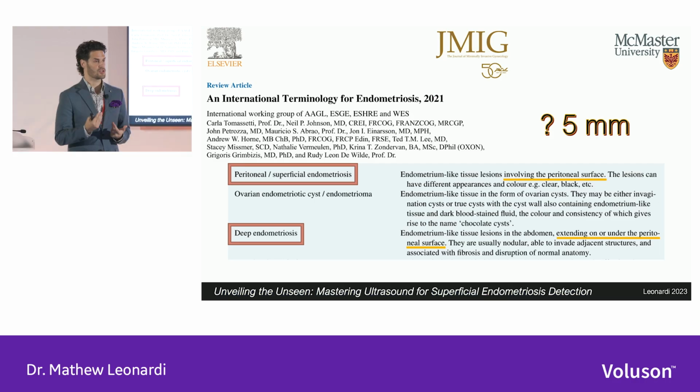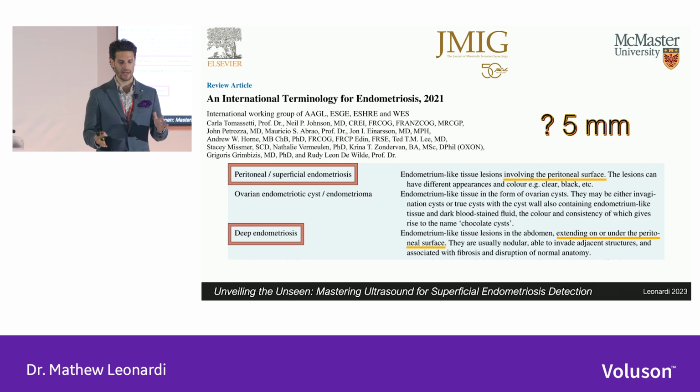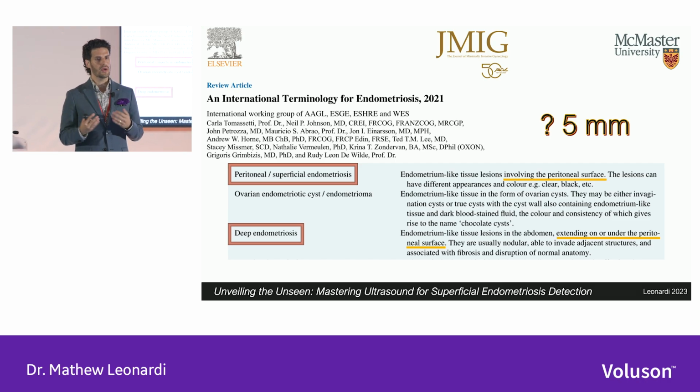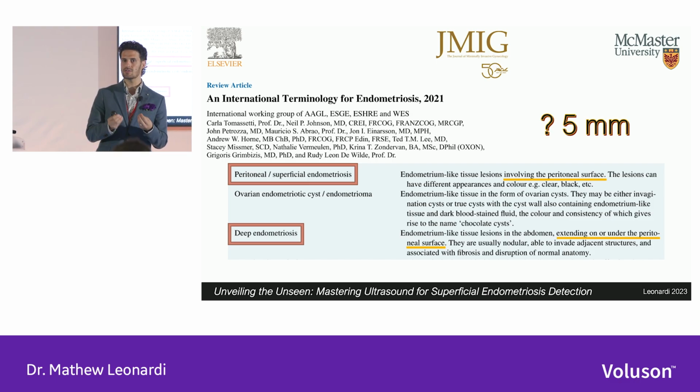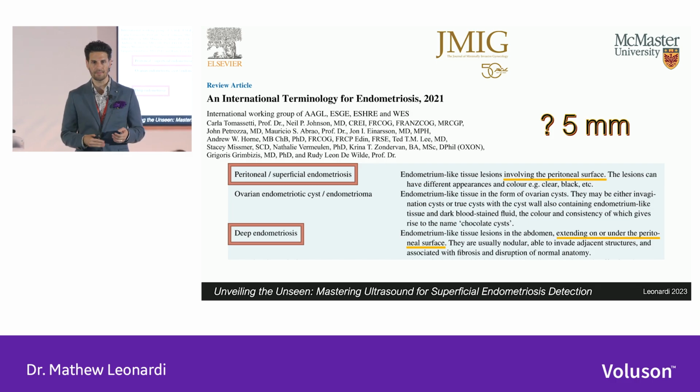But what is superficial endometriosis? This is controversial. This is changing, like everything. Everything is always changing. We have believed for a long time that superficial endometriosis is endometriosis that is less than 5 millimeters depth of infiltration in the peritoneum.